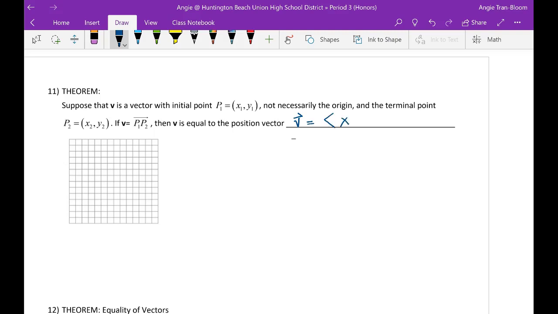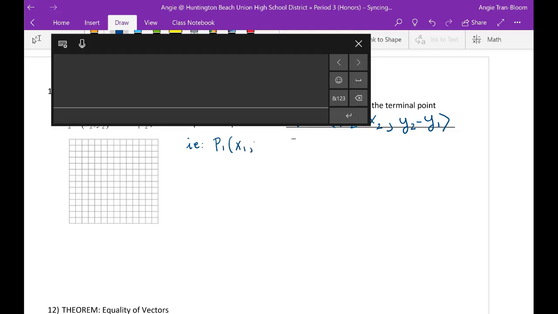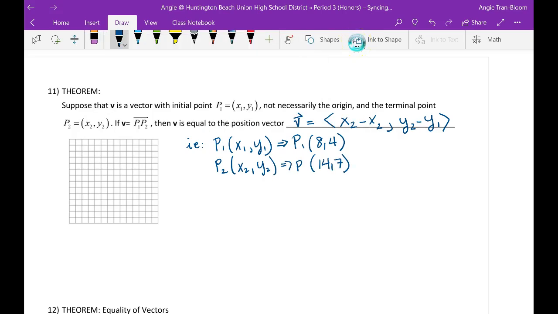So this is how we find your V. We're going to subtract the 2 x components, okay? And we will subtract the 2 y components, okay? So what do I mean by that? Let me give you an example. So let's give you point 1. In the definition, they use x1 and y1. I will give you actual numbers. Let's call it 8 and 4. Okay, that's your point 1. Then let's give you point 2. In our definition above, they give you x2, y2 as the 2 components. I will give you 14 and 7. Okay, so those are the 2 points here.